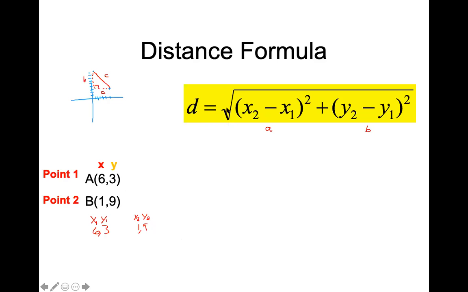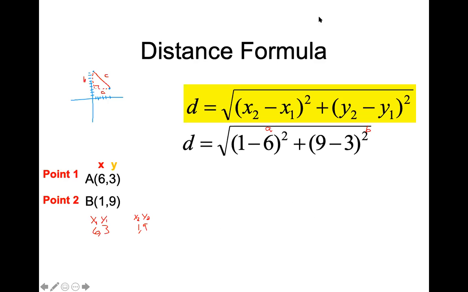So let's see, d equals big long square root symbol, open parentheses, x value for point 2, so x sub 2. X value for point 2 is 1, minus the x value of point 1, which is 6. Close your parentheses, square it, and then we do the same thing. I'm going to get rid of those notations there. Then we do the same thing for the values for the y's. So y2 minus y1, so 9 minus 3.